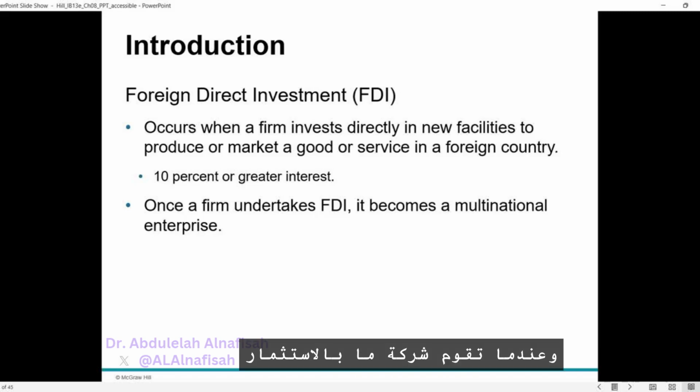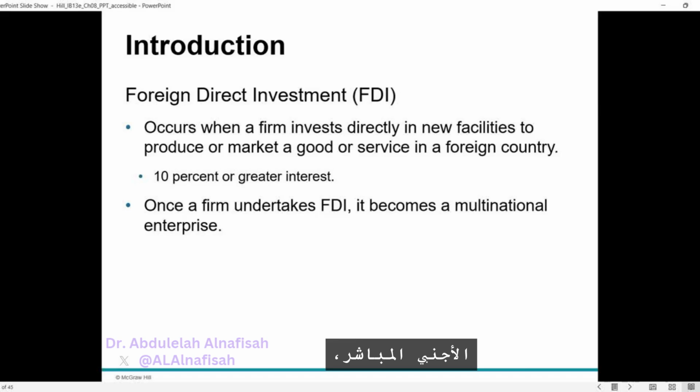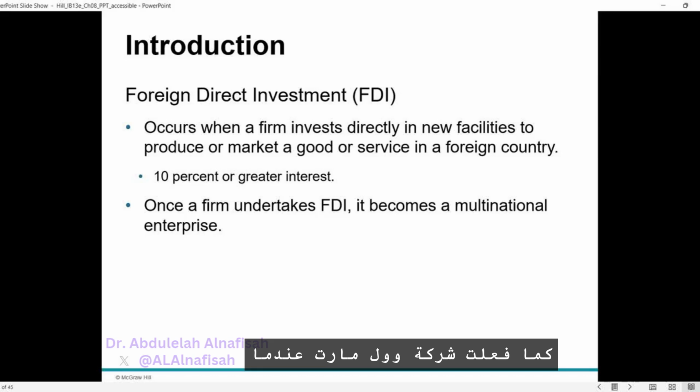Once a firm undertakes FDI, it becomes a multinational enterprise, MNE, as Walmart did when it invested in Mexico in the 1990s.